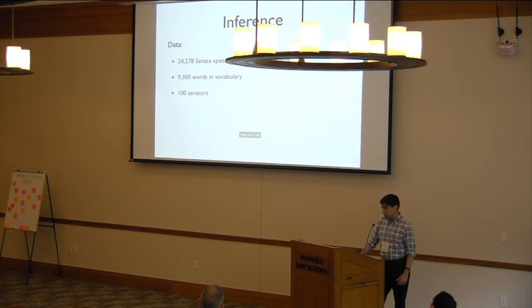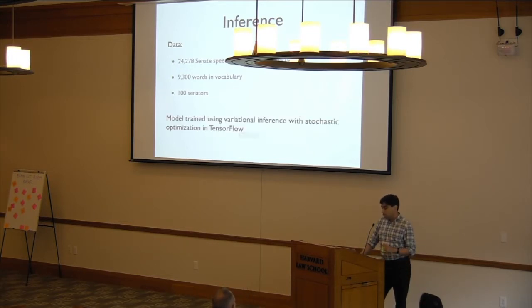So the data we fit is on the 114th session of the Senate. It says 2016 to 2018, but it's actually 2015 to 2017. There are about 10,000 words in the vocabulary, and there are 100 senators. We train the model using variational inference with stochastic optimization. Don't worry too much about the technical details. The fitting details are a little bit technical, but I'm happy to discuss them offline.